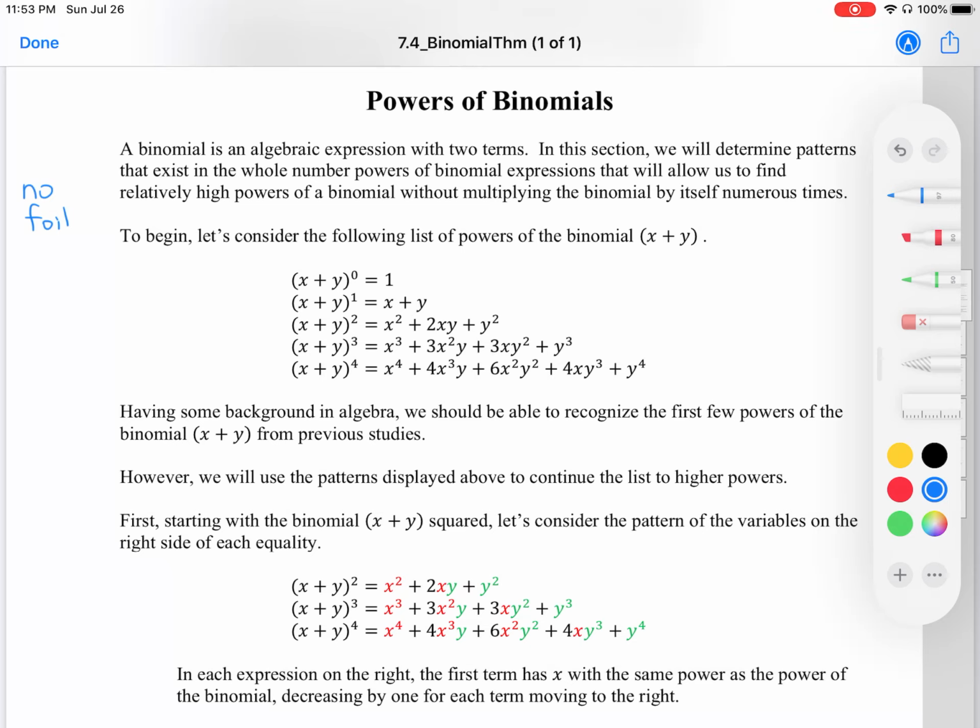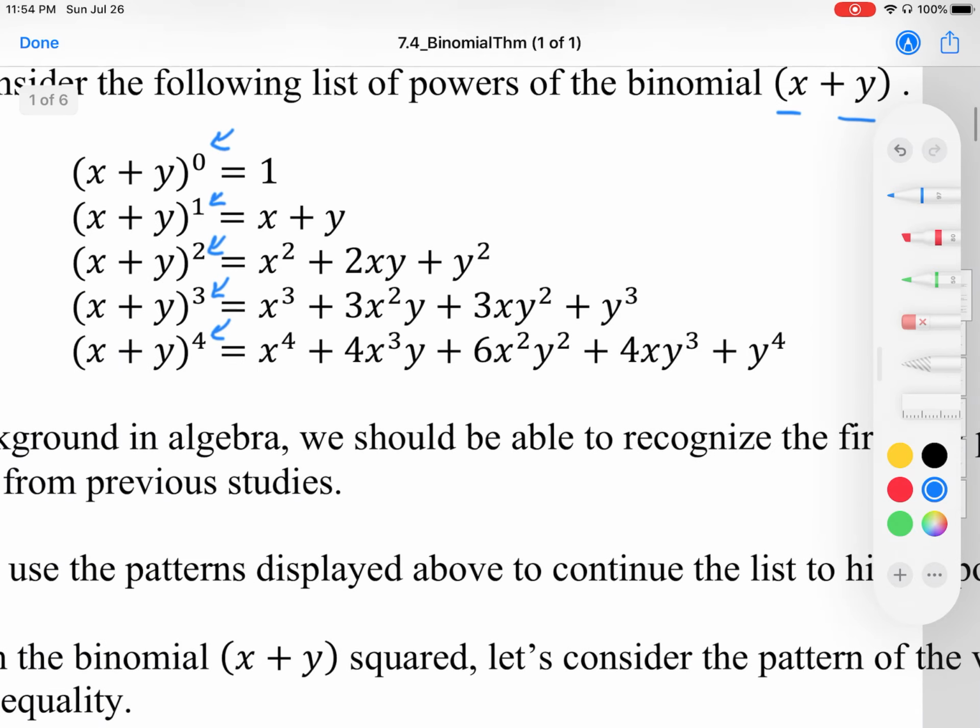A binomial is just two terms. They can be added or subtracted. But if we raise them to a power, anything to a zero power is 1, with the exception of 0. If it's raised to the first power, it's itself. If it's squared, we've seen that a lot when we FOIL. But for the third power and fourth power, there are patterns we see. However, we don't see those problems as often, at least not yet. Alright, so let's notice some patterns.